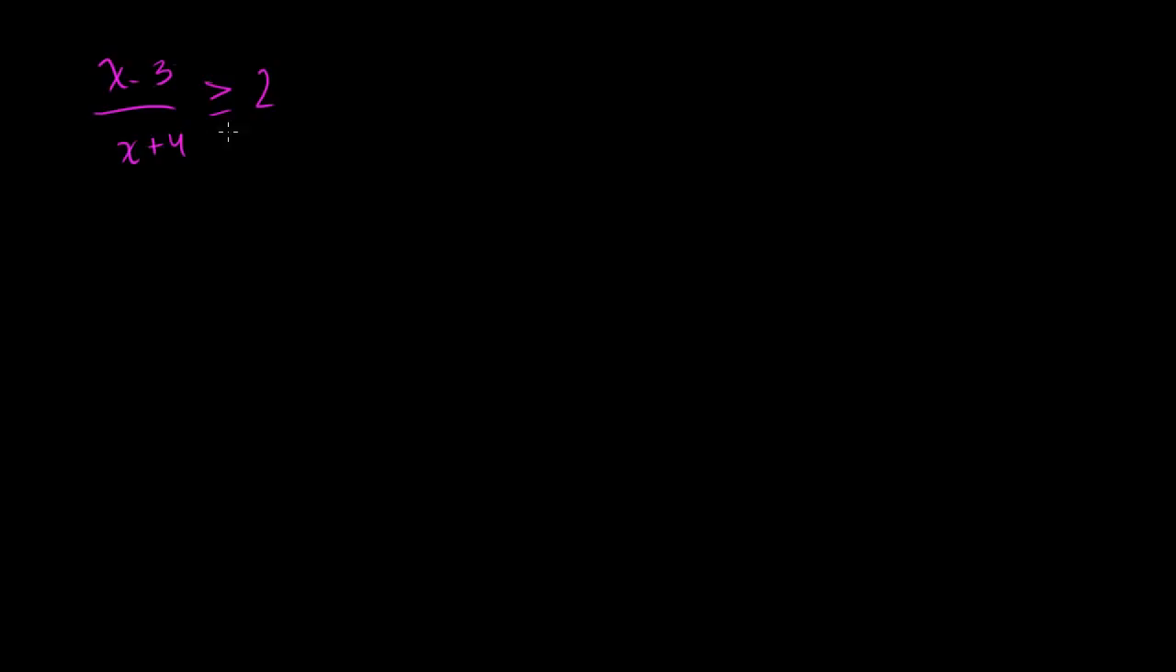Now, in order to do that reasoning that I did in the first video, remember in the first video I said, well, if a divided by b is greater than 0, either both of these are positive or both of these are negative. But this only worked when we had a 0 over here. But we don't have a 0 here. We have a 2. So we can't at least immediately do that rationale. But maybe we can if we subtract 2 from both sides of this equation. So let's do that. So you have x minus 3 over x plus 4 minus 2 is greater than or equal to 0. Just subtracted 2 from both sides.